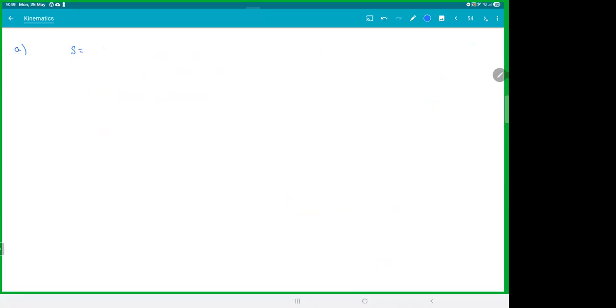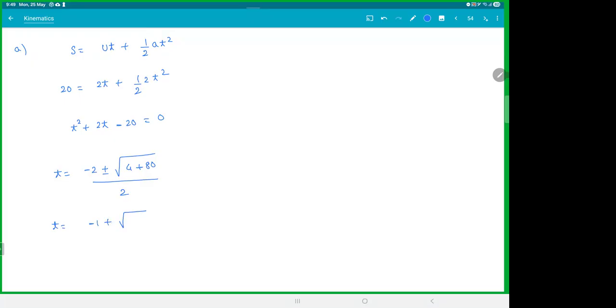S is equal to ut plus half at square. S is 20, that is given. Speed is 2. Acceleration is also 2. So you get a quadratic equation, t square plus 2t minus 20 is equal to 0. So t is equal to minus 2 plus or minus root over b square, that is 4 plus 80, by 2. That would be minus 1 plus root 21. That's your answer. Check. Root 21 minus 1. Straightforward.